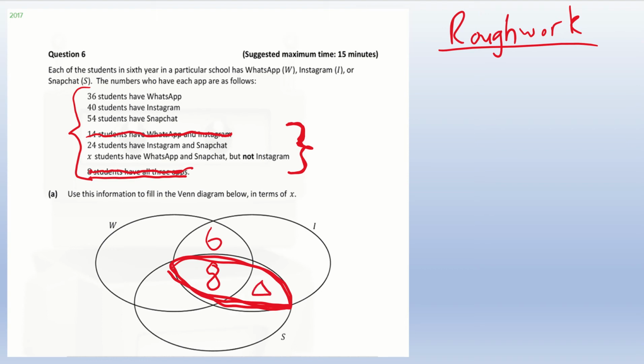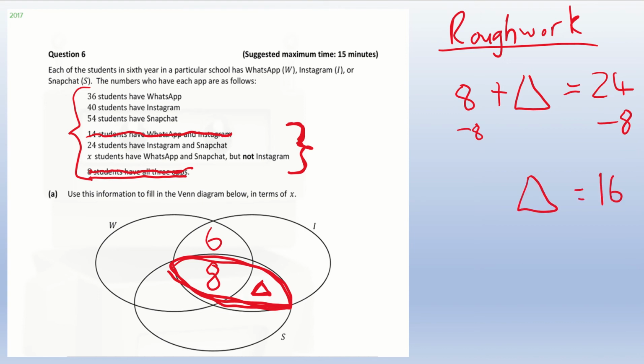Let's put a triangle or something that resembles a triangle. And we're going to say that 8 plus my triangle has to give me 24. If I find out what my triangle is, if I take 8 away from both sides, I'm going to find out that my triangle is 16. So instead of my triangle in my diagram now, I'm going to take that out and I'm going to put in 16.